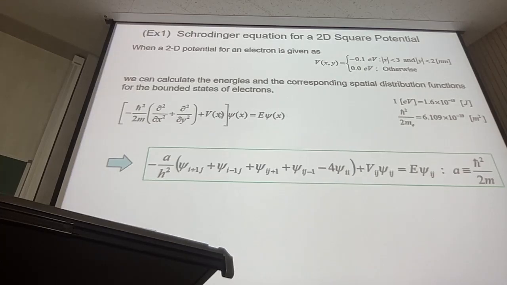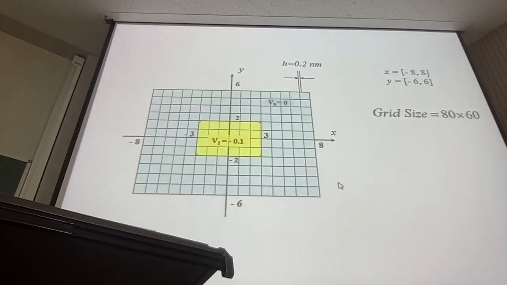Right? But this one should be V as a function of x and y, and psi also a function of x and y. So V is the potential at a given point times the psi at a given point, and E is a constant, times psi at a given point. So we just represent this for a given boundary like this.